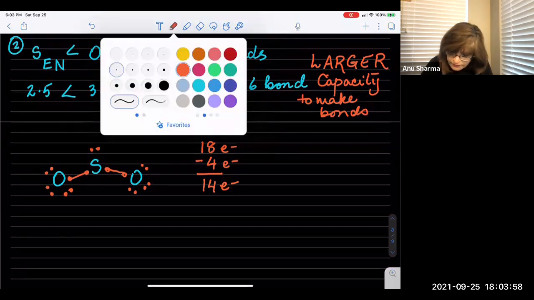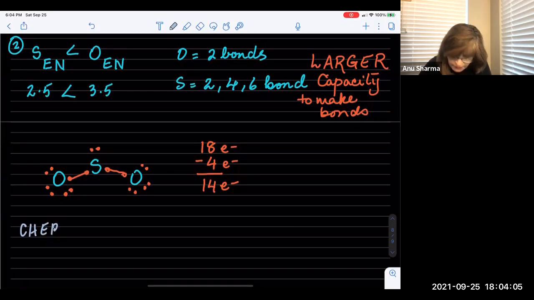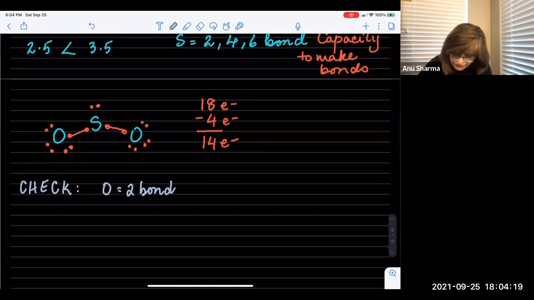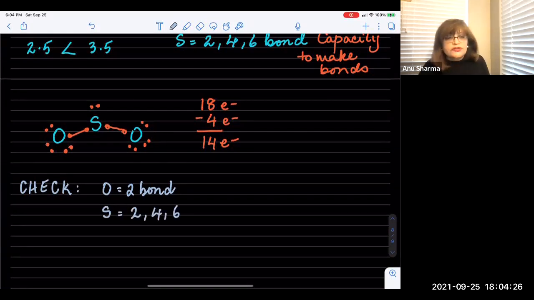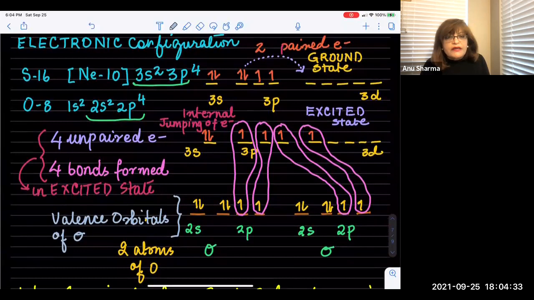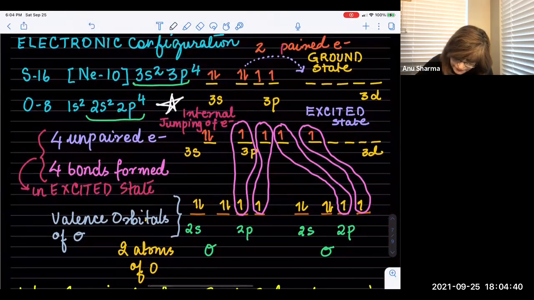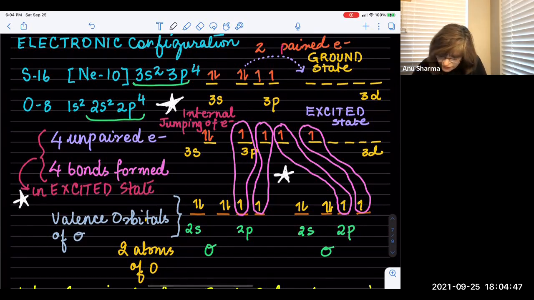All right, now we are going to check for the need to make more bonds. Sulfur is kind of okay. It's making two bonds, and sulfur can make two bonds. But oxygen prefers to make two bonds, and sulfur can make 2, 4, and 6 bonds. So sulfur is flexible, right? It can make 4 bonds and it can make 6 bonds. So if it can make 4 bonds, why will it not make 4 bonds? And we have already seen this internal jumping. Let's just put this here with this color, white color. This is what is happening, so you guys can see.